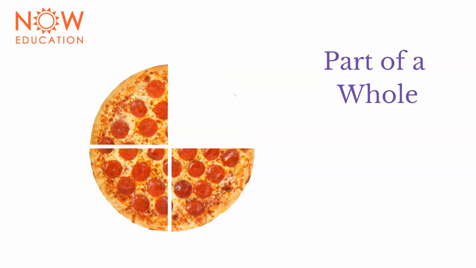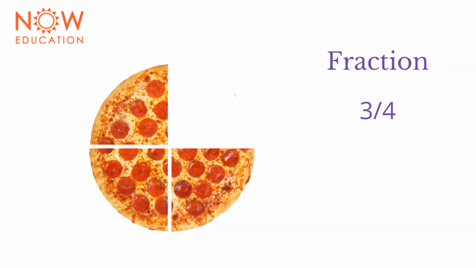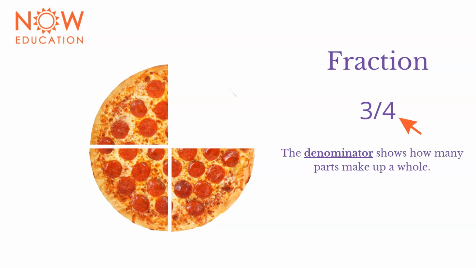If someone eats part of a pizza, or 1 slice in this case, we'll now have just part of a whole left. So let's see how we'd represent this with a fraction, a decimal, and a percent. For the fraction, we'd write 3/4. Again, the numerator shows how many parts are present, and the denominator shows how many parts make up the whole thing.